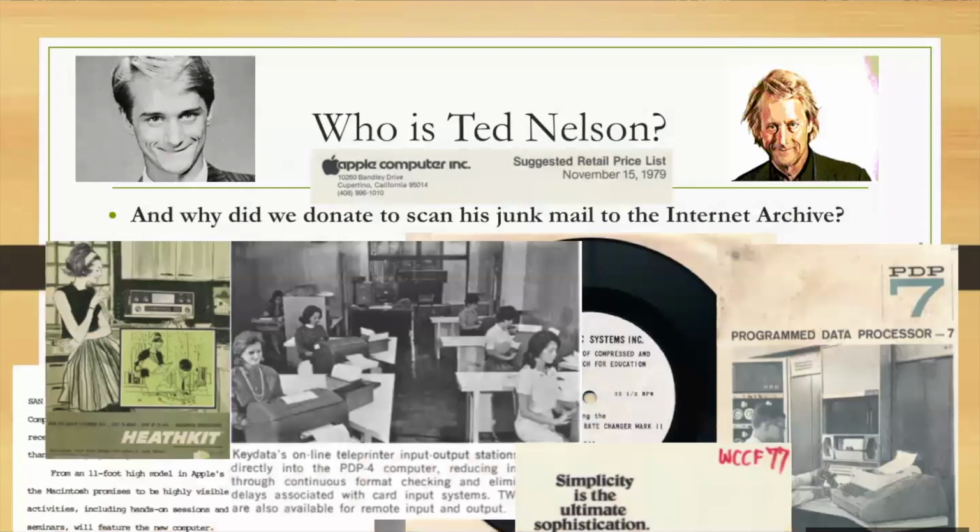Who is Ted Nelson? And why did we donate to scan his junk mail to the Internet Archive? Well, up here you can see his yearbook photo and what he looks like now, but that's just an artist depiction from his book, Possiplex. That's his autobiography. But look at these pictures that came from his junk mail that is now preserved.